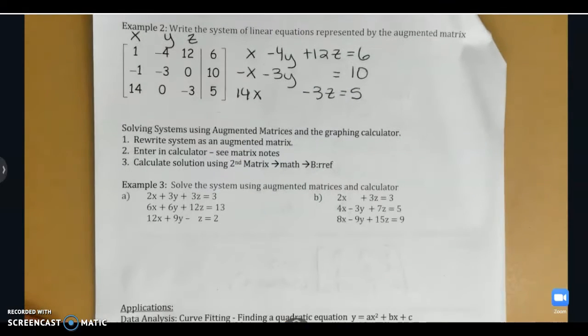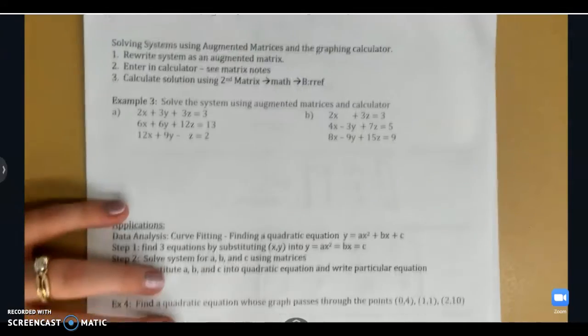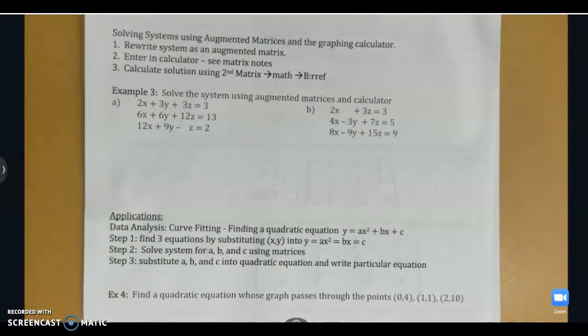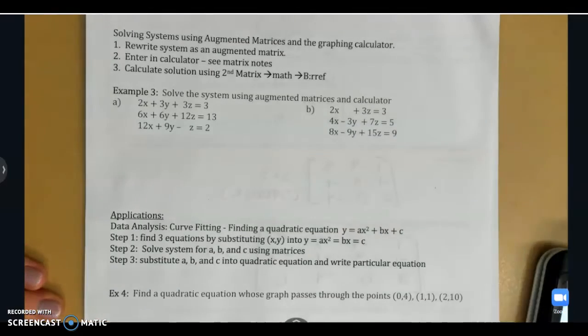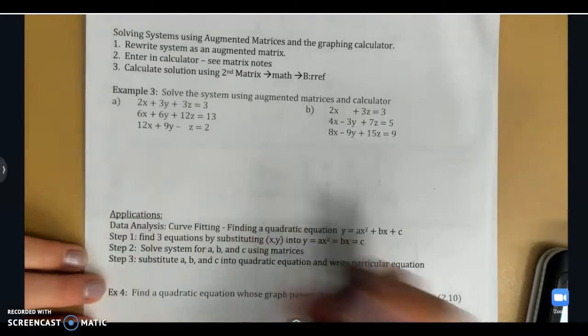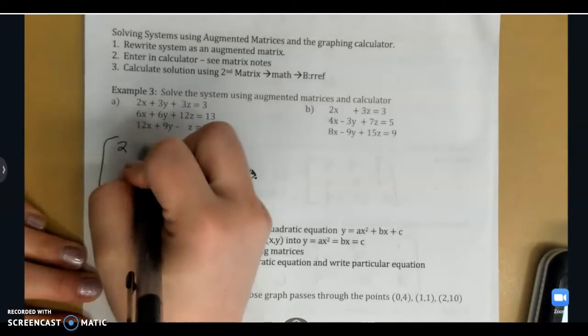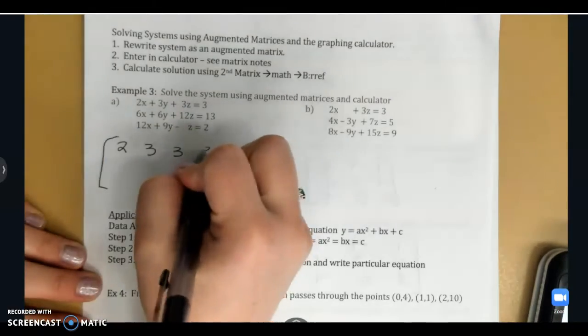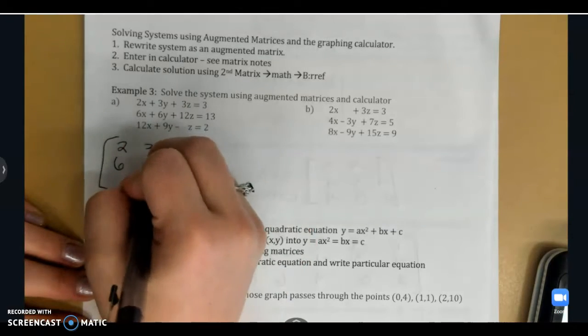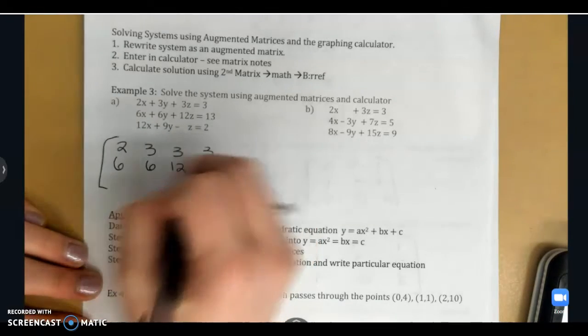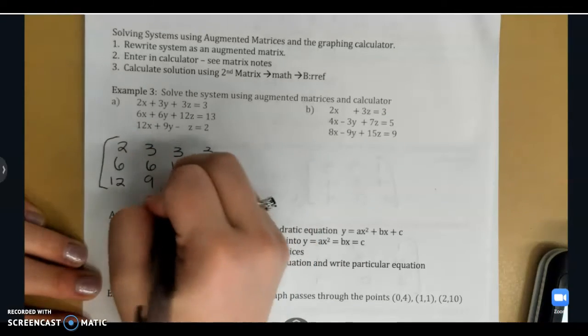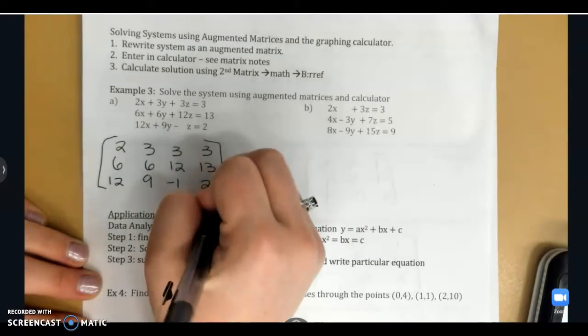Okay. So now let's look at how we can actually use the calculator to solve these matrices. So in order to solve this in the calculator, we need an augmented matrix. So starting with A here, let's write our augmented matrix. Our x, y, z, constant; x, y, z, constant; x, y, z, constant.